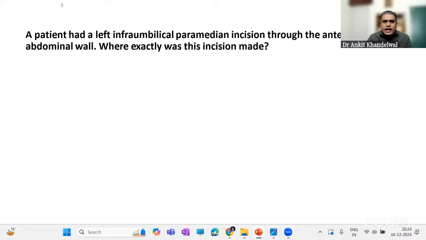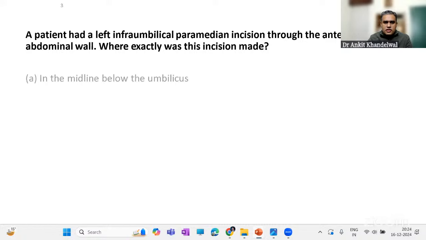Okay, let's see another question over here. A patient had a left, listen carefully, had a left infraumbilical. Infraumbilical means below the umbilicus. Paramedian incision, not exactly in the midline, but slightly parallel to midline. So patient had a left infraumbilical paramedian incision through the anterior abdominal wall. Where exactly was this incision made? Okay, I got the point. They are basically asking the meaning of left infraumbilical paramedian incision.